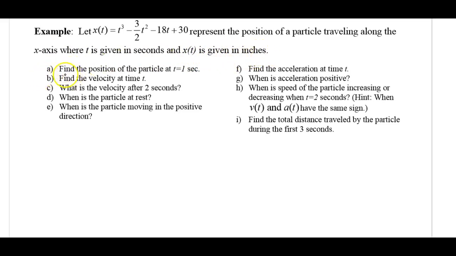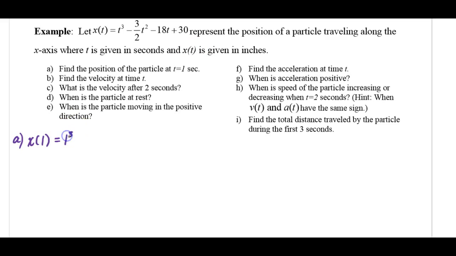For part A, find the position of the particle at t equals 1 second. So I'm interested in finding the position, and I'm given the position function. So if I want the position at time t equals 1 second, and t is in seconds, I need only substitute 1 in for t into this equation, and that will give me my position in inches. So for part A, I'm interested in x of 1.